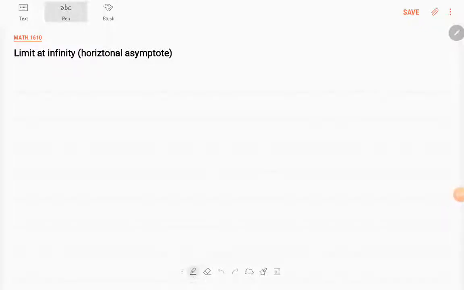In this part, we will talk about the limit at infinity. So we have learned the infinity limit, do you remember? Which is about the vertical asymptote. So if you have a vertical asymptote, right? This is the vertical asymptote for the curve. So we care about the limit as x approaches c of f of x, right?